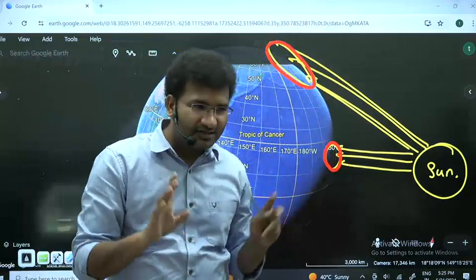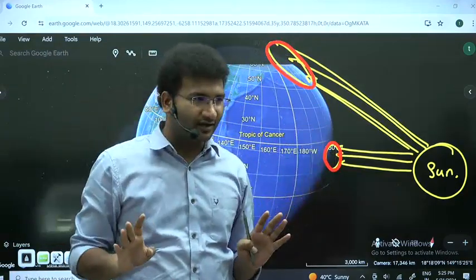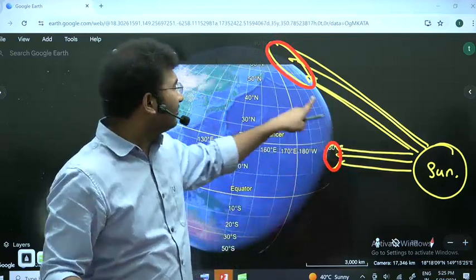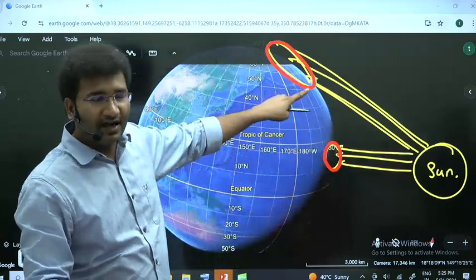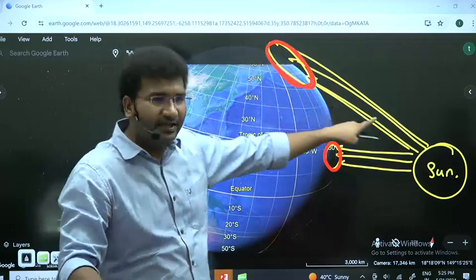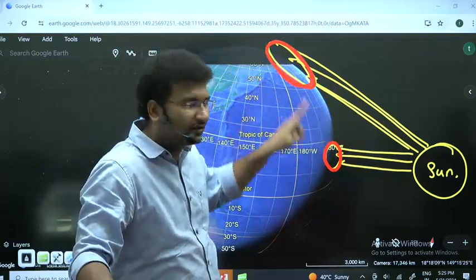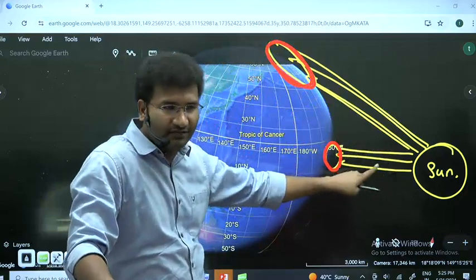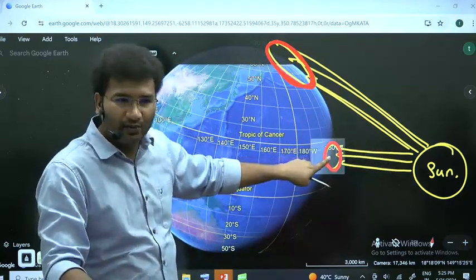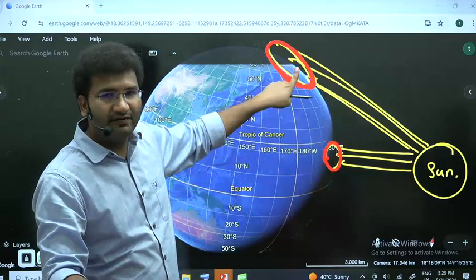Same amount of heat. The sun will send the same amount of heat. But when the rays come and fall slanting, they cover a larger surface area. Look at this large surface area: the same amount of heat and the same intensity of light is falling over it, as over the very small area. This area will receive more heat. This area will receive less heat.